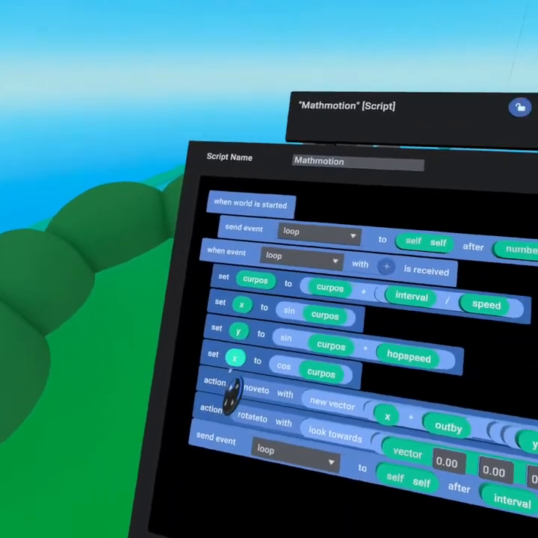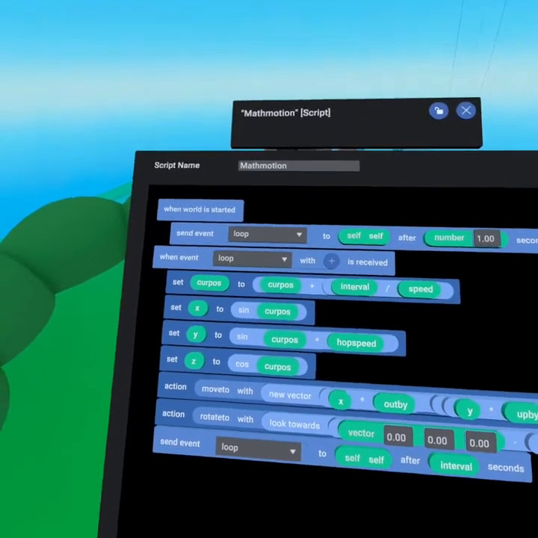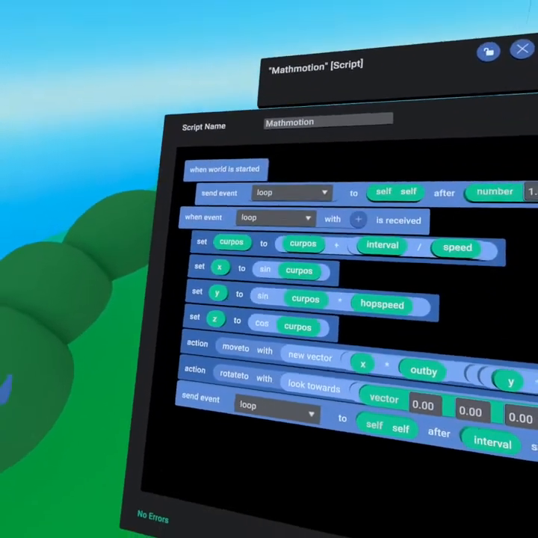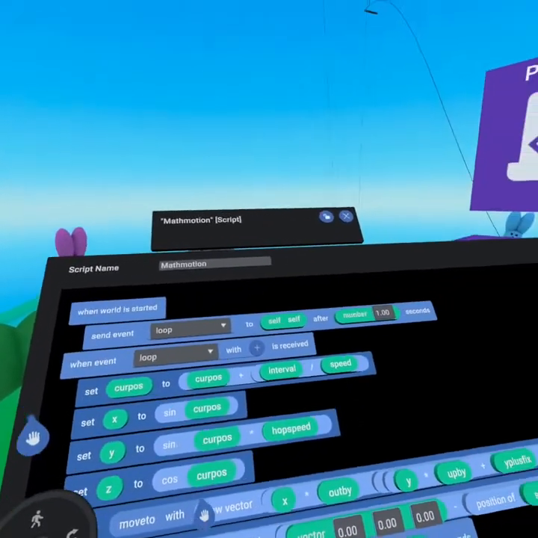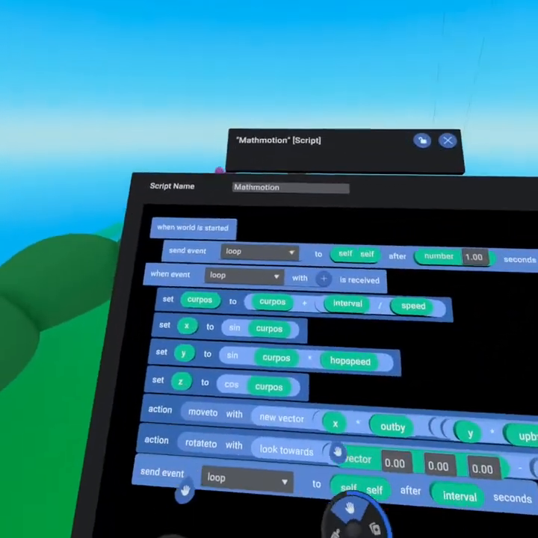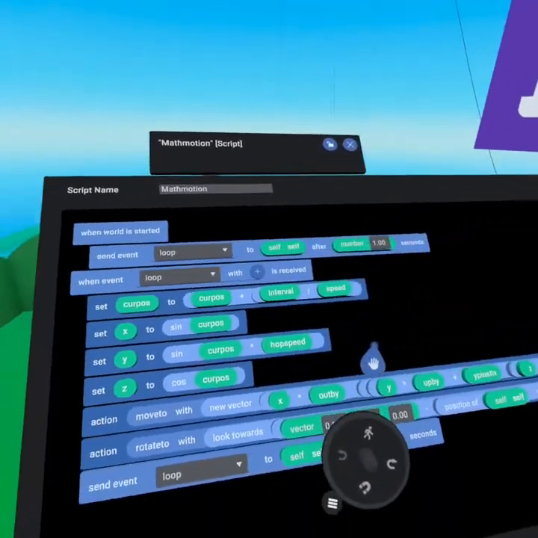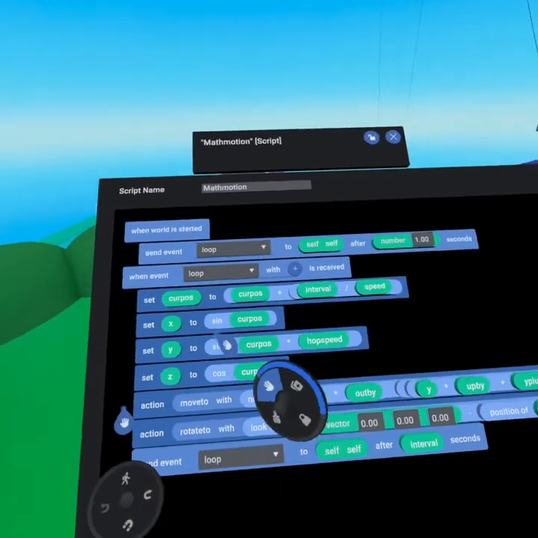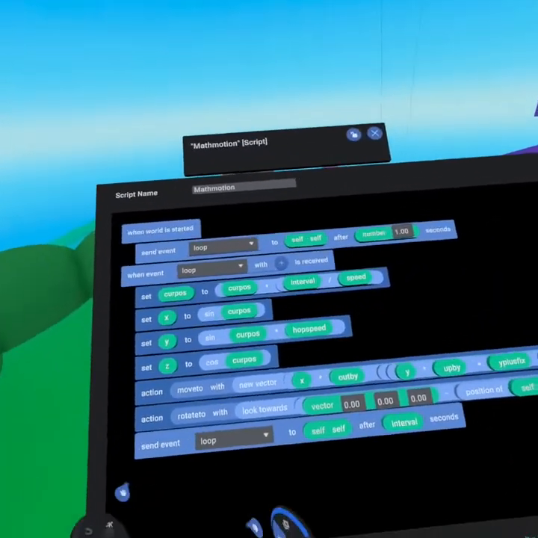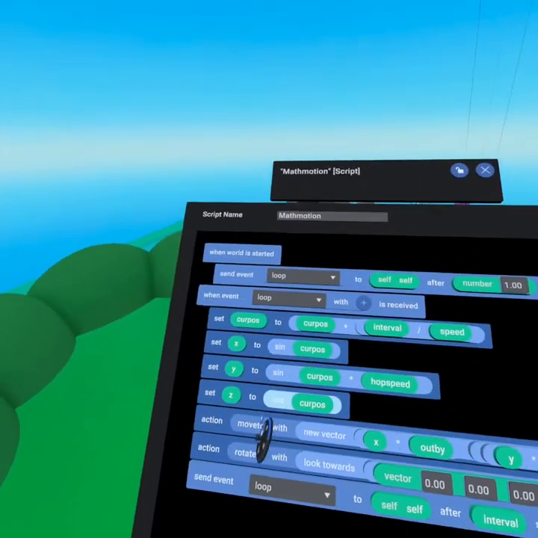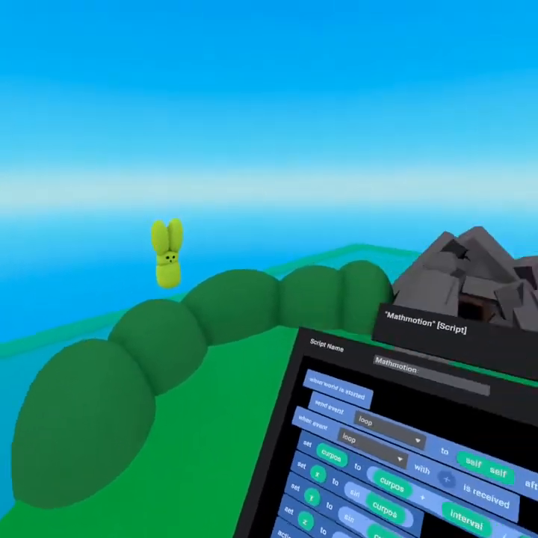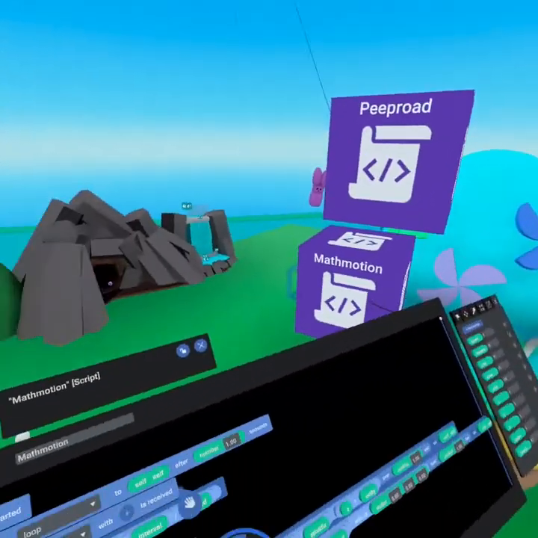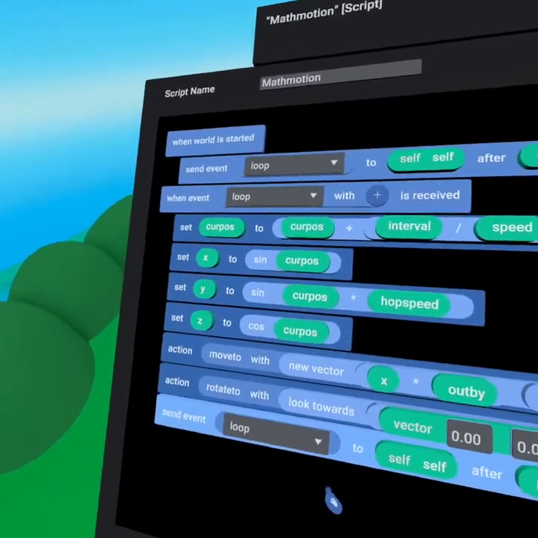Then we take z and set it to the cosine of current position. And so if you remember anything from trigonometry, sine is actually the length on a triangle and cosine is the opposing length on a triangle. And so if you have a circle, they actually form a circle. And so when you use sine and cosine together, both using current position, you get this circular motion that goes all the way around our 0, 0 point.